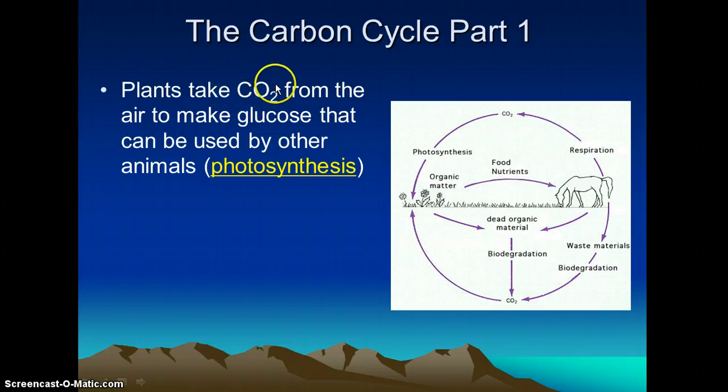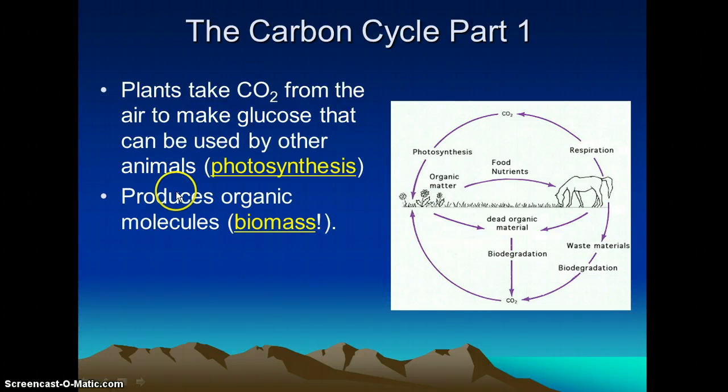And through this process, they'll take carbon in the form of CO2, which is a gas, out of the atmosphere, and they'll form sugars or glucose. And that sugar will be used and consumed by other organisms. Plants, when they're doing this, they're doing primary productivity, which we know will form organic molecules or biomass. They are forming carbon atoms in their own body.